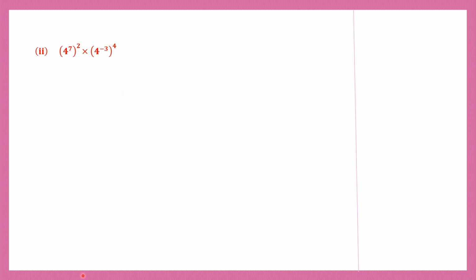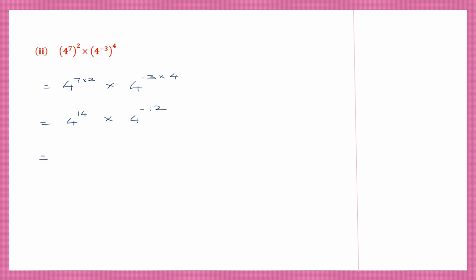Question 2. Here we have 4 raised to the power of 7 and the whole thing is raised to the power of 2, and 4 raised to the power of minus 3, the whole thing raised to the power of 4. This also we learned as the power law, isn't it? According to the power law, we have to multiply the powers when it comes this way. So this will be 4 raised to the power of 7 into 2, into, now here instead of writing the reciprocal, let's do the multiplication straight away, 4 to the power of minus 3 into 4. So we have 4 to the power of 7 twos are 14, into 4 to the power of minus 3 into 4 is minus 12.